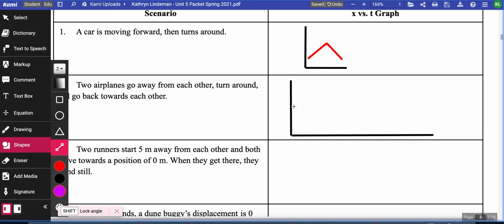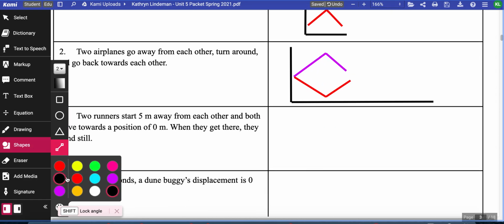So they go away from each other, and then back towards each other. Okay, and remember, we always want to think of this on a straight line. So if they're first moving away from each other, and I'm just using different colors to denote different objects, and then they're moving towards each other. Okay.